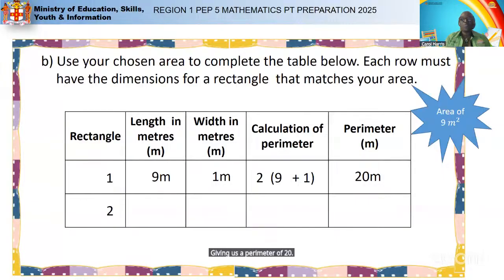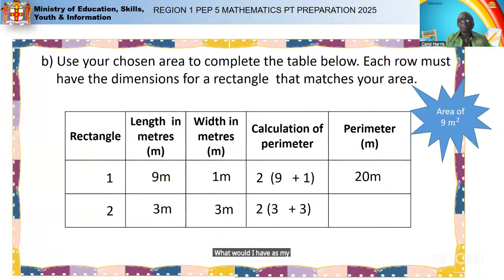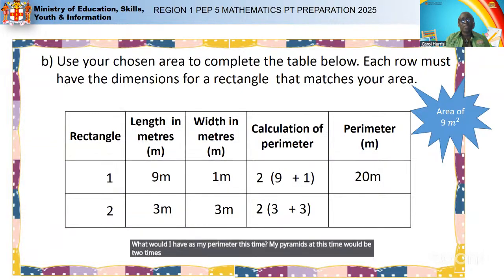A few of you also gave us the other possible dimensions of 3 meters by 3 meters. And of course, our perimeter there. Would the perimeter be different? I wonder if it would be different. Let's see. My perimeter this time would be 2 times the sum of the length and width, which would be 3 plus 3, giving me a perimeter of, what's that going to give us here this time? 12, isn't it? 12 meters.